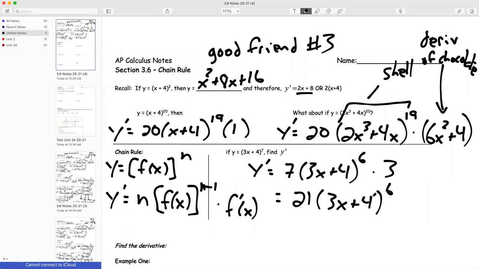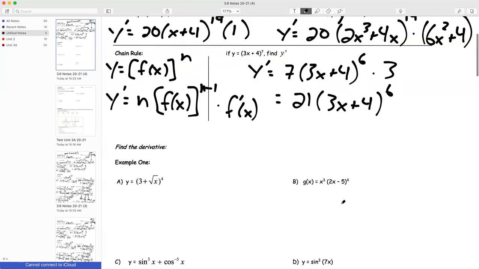All right, here we go. Let's look at another example. We have y is equal to 3 plus the square root of x, and all of that is raised to the 4th power. So I'm going to rewrite this: 3 plus x to the 1/2 raised to the 4th power.